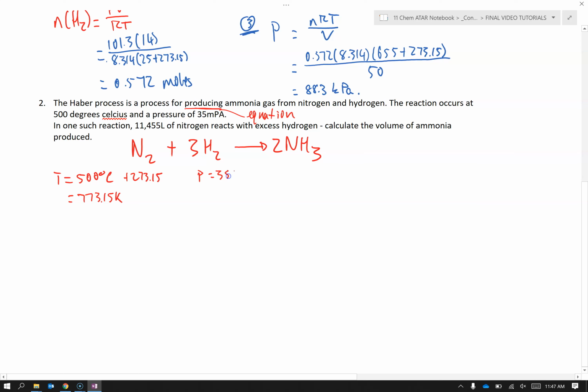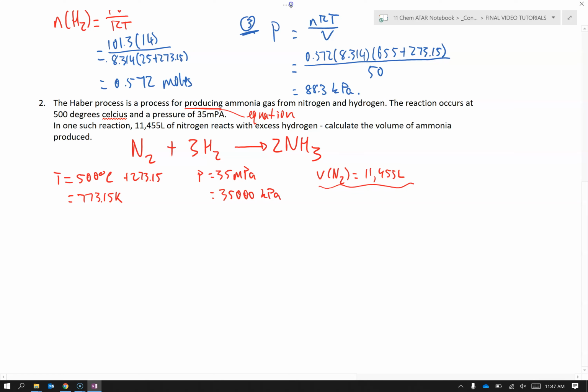Second thing, it tells me the pressure. Pressure is equal to 35 megapascals. Megapascals is times 10 to the 3 kilopascals. So it actually is 35,000 kPa. Really important, of course, that we make that shift because kPa is the standard unit for pressure. And then finally, we have our volume of nitrogen gas, which is 11,455 litres, and we have excess hydrogen, so we have no limiting reagent.